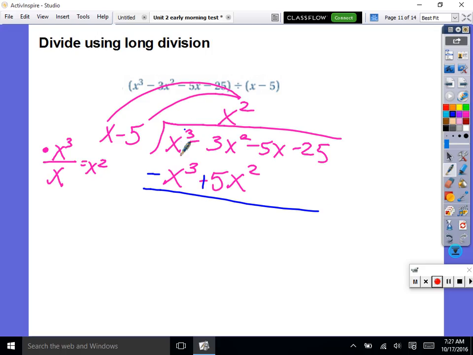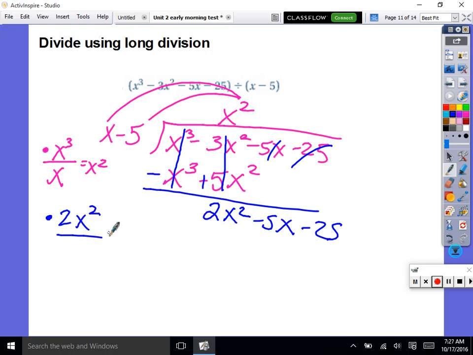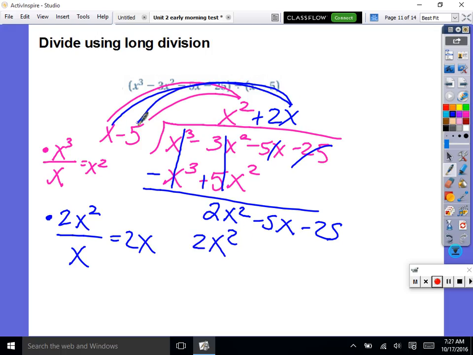Now we add straight down. 0, that's positive 2x squared, right? We still have our minus 5x, and we still have minus 25, right? Now we start over. You see how it's just starting over the process. We go off to the side and focus on the leading term, 2x squared divided by that leading term x, which is 2x, yeah? Positive 2x, so we say plus 2x. Then we'll multiply it back down, so that's positive 2x squared minus 10x, right, everybody?